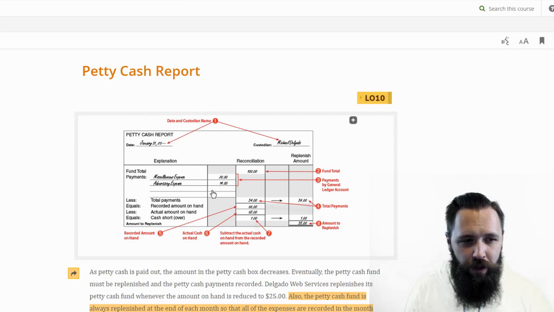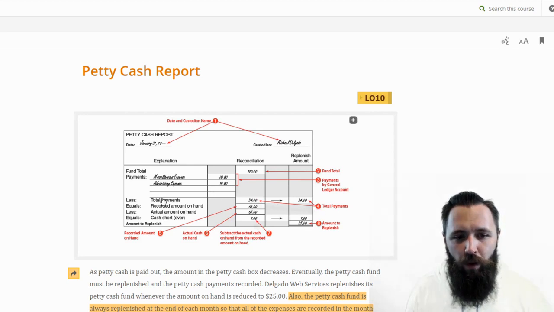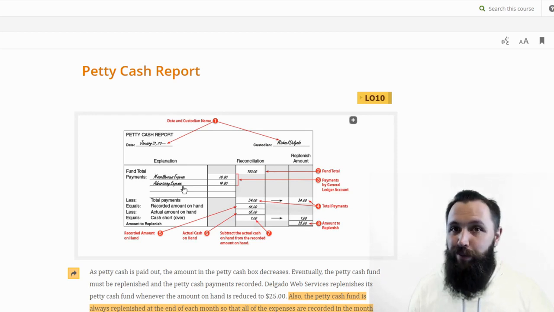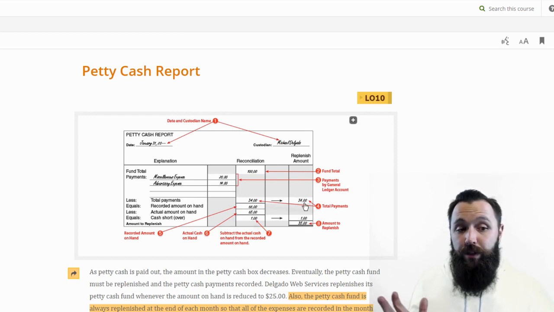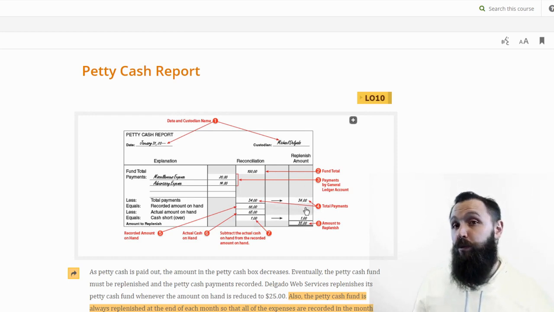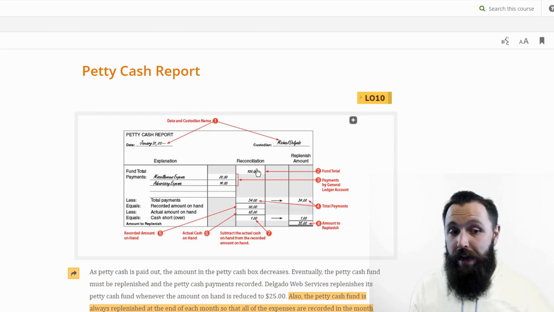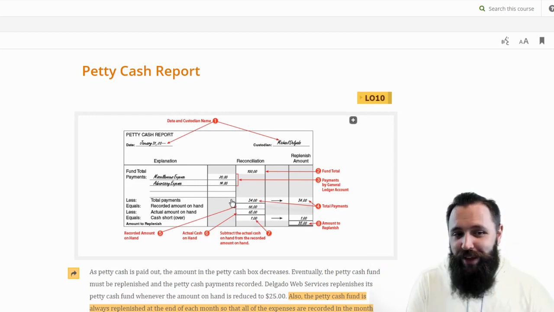If we go down and we look at step number 4, you can see that we have the total payments. Well, what's the total payments that we paid for this month? It's going to be $20 and $14, so it's $34. Now we go into our replenishment amount, which is over here on the far right column. So this is what we're supposed to replenish. What are we supposed to put back in so we can get to the $100? And based on what we paid, we need to replenish $34. But, well, I won't say but yet.